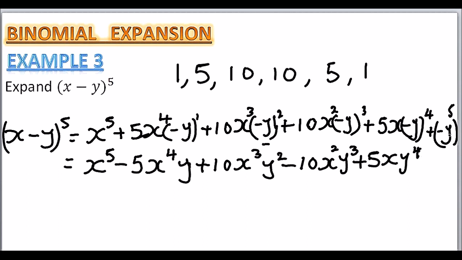Then minus y to power 5 will be minus y to power 5. So note that when one of the terms is negative, the signs keep on alternating. That is, alternating here means here we have negative, here we have positive, negative, positive, negative. So when one of the terms is negative, the signs keep on alternating from negative to positive, or positive to negative.